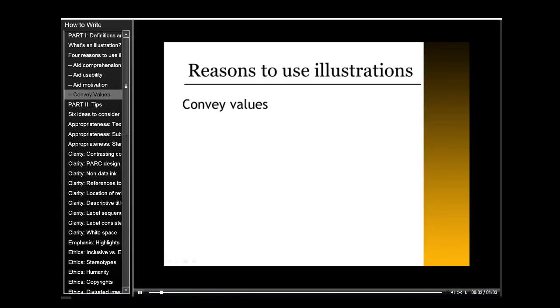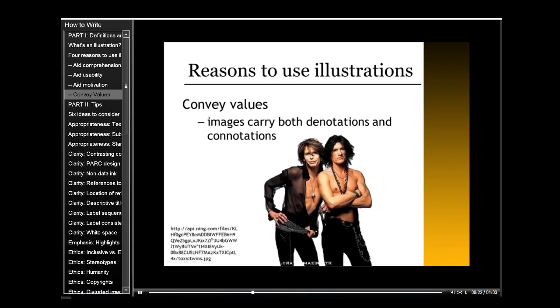Illustrations also convey values. They carry denotations and connotations. If you're not familiar with what those words mean, here's a quick definition. Denotation is a definition. It's what the word means if you look it up in the dictionary. A connotation, on the other hand, is a meaning that's carried along with it. So, if we talk about images such as this, what are the denotations and connotations here? The denotation is these are Steven Tyler and Joe Perry from Aerosmith, lead singer and guitarist respectively.